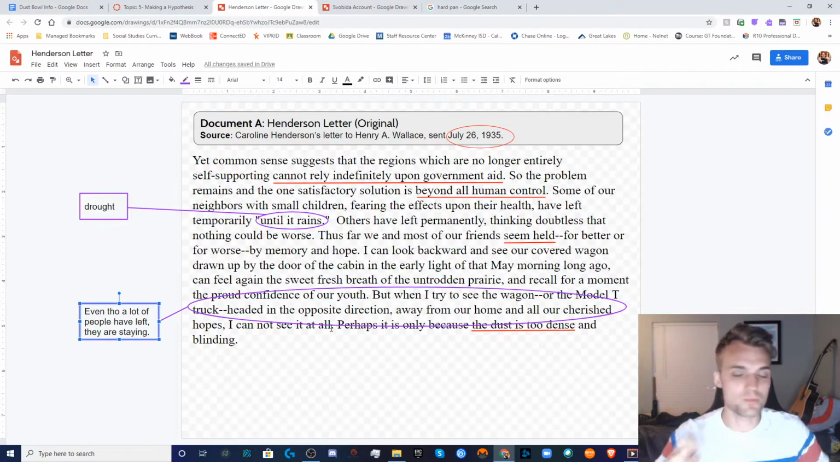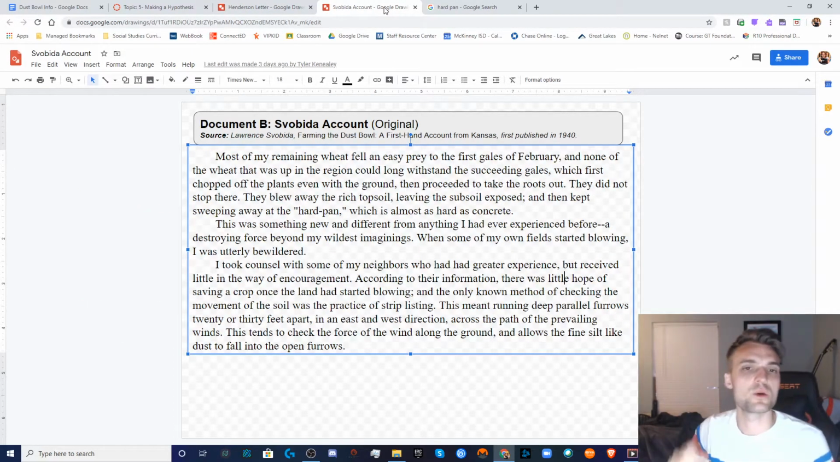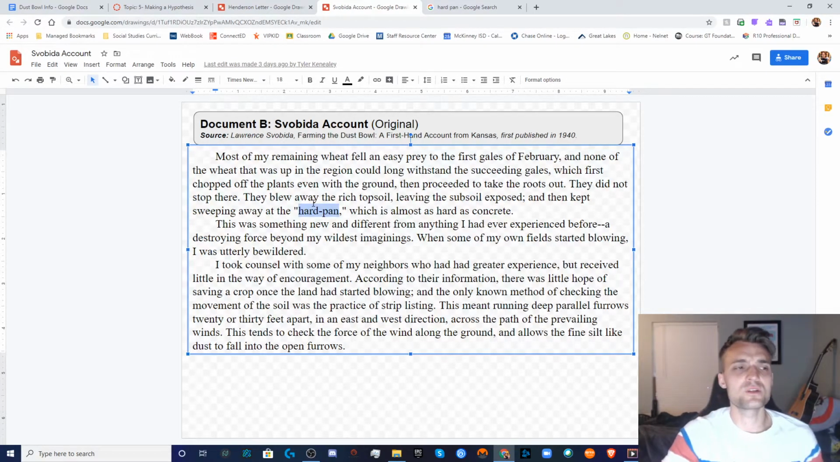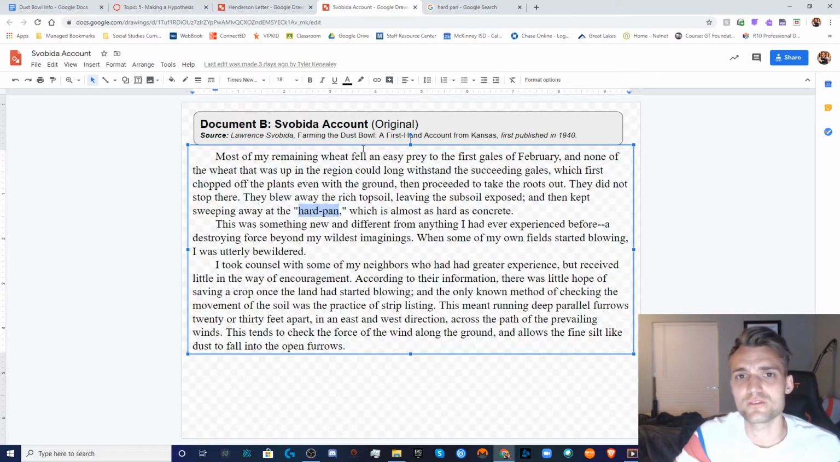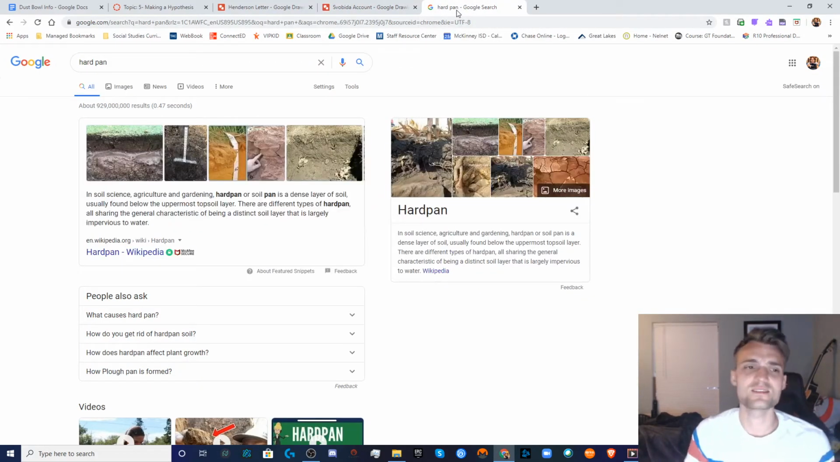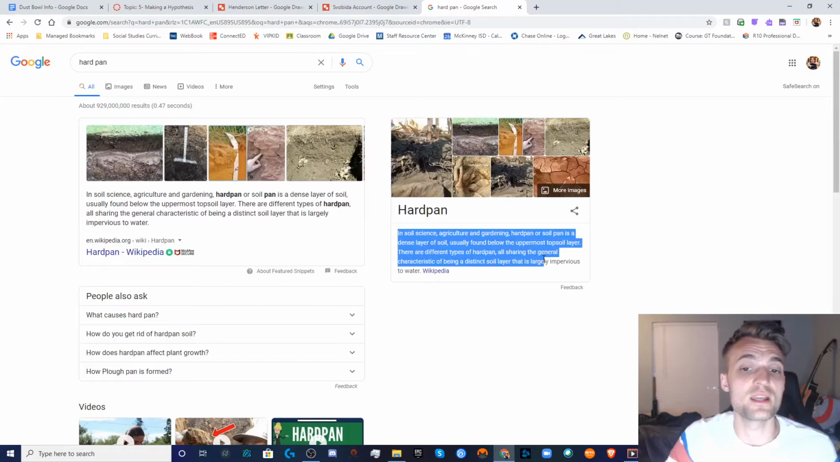I do not condone violence, but I want you guys to practice underlining things, practice identifying words that you don't understand. For instance, this Svobida account, this is the one that you're going to do. When I first started reading this, I immediately found this, hard pan. What in the world is a hard pan? Guys, Google's nuts. More times than not, you can put something not even close to what you're looking for and it's going to get it. For instance, I expected to see some sort of dense skillet when I searched this or something, and no. Literally, I search hard pan and it tells me exactly what it is here.